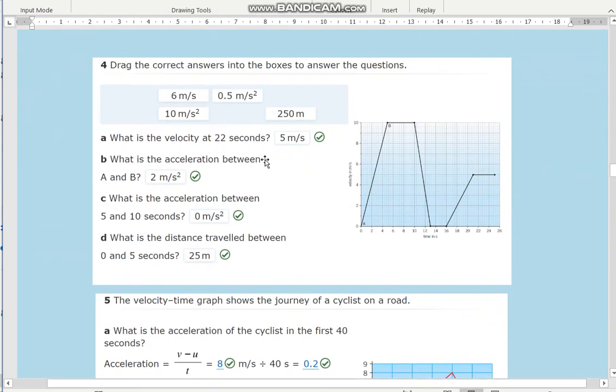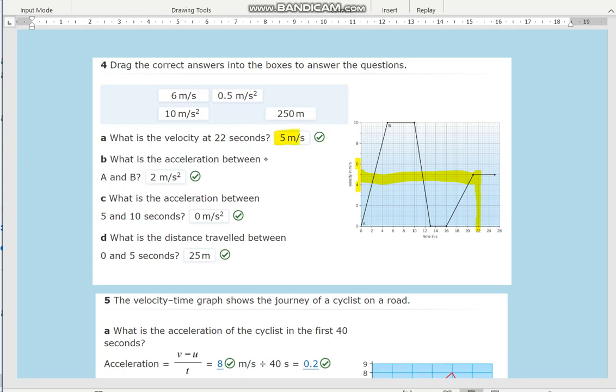Number 4, drag the correct answers into the boxes to answer the questions. So I've already done this. What is the velocity at 22 seconds? So at the time in seconds along the bottom here, if we go up from 22 seconds, we can see that the velocity reading across directly between 4 and 6 is 5 meters per second.